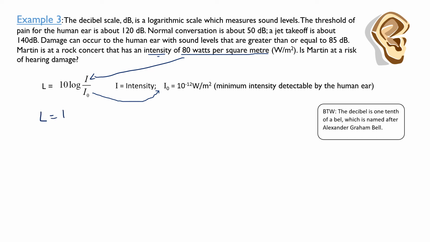L equals 10 times log, now the I in the numerator is 80, and the denominator is 10 to the power of negative 12. That is all calculator work. So you've got to get your calculator right now. It depends on how your calculator works, but make sure you don't just do log of 80 and then divide that by 10 to the power of negative 12. You're finding log of this piece right here.